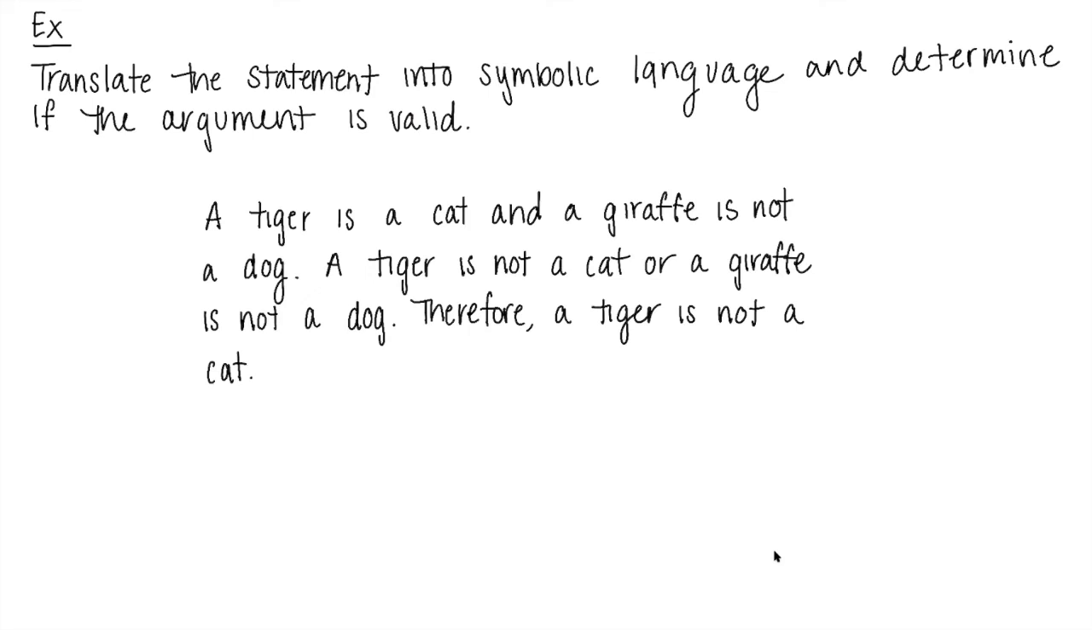So if I just spewed this out to you, you probably would think I would be crazy. But we've got two main statements that are popping up over and over along with their negations. One being a tiger is a cat. The other being a giraffe is a dog. Okay. That word not you want to indicate means the negation of something.